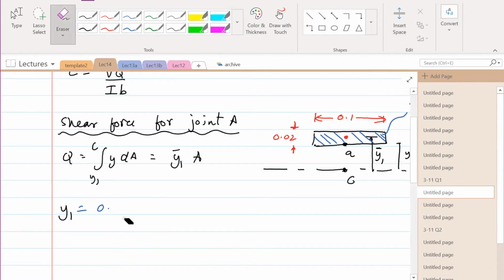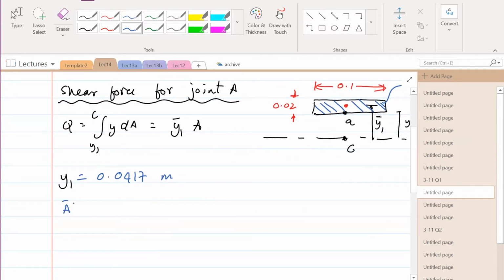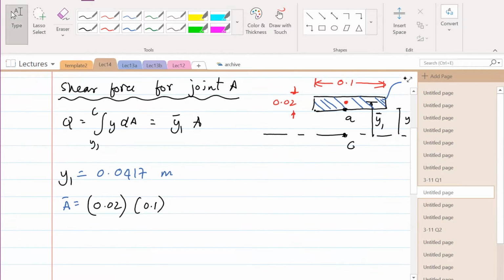Right now, that's 0.0417 meters. So it's 41.7 millimeters divided by 1,000. Okay, so that's that. The area is just 0.02 times 0.1, right? Okay, so we got that.